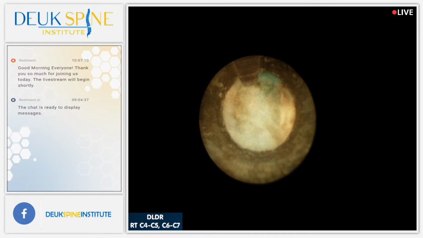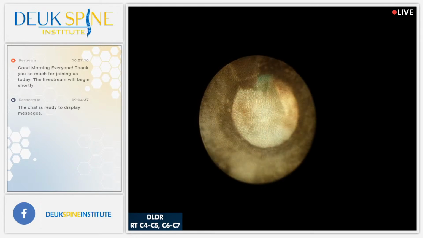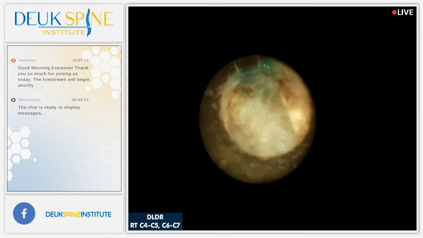Why is this liquid dripping on my feet? Fuck.